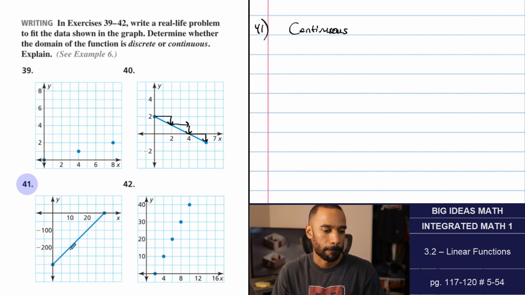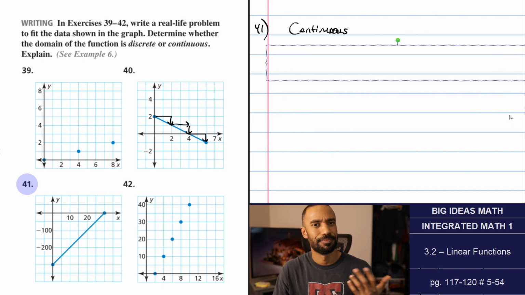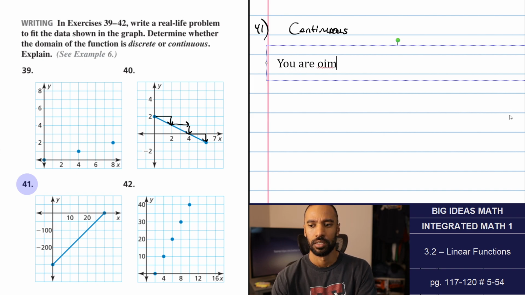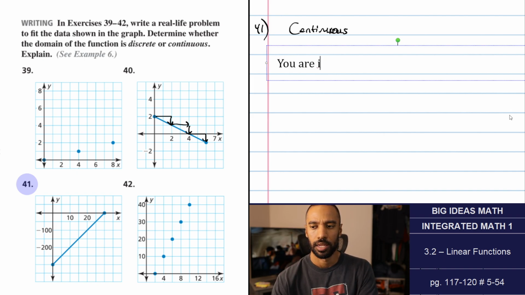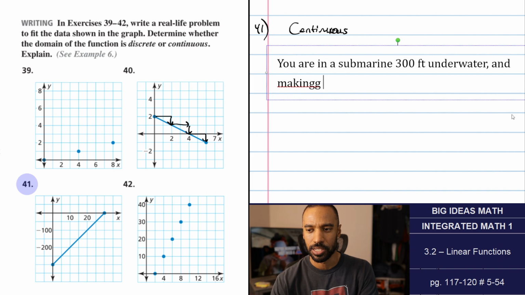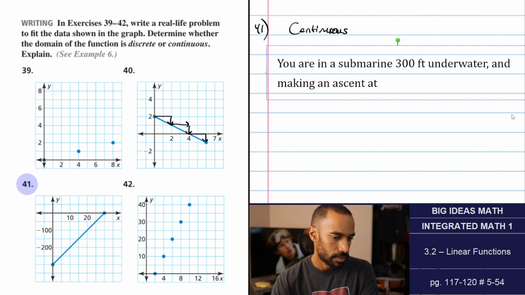300 feet of depth below sea level, for example, or underwater. And then after 30 minutes, you rise to the top. So you are snorkeling. You are in a submarine, 300 feet below water, and making a descent, or making an ascent at, so check this out.